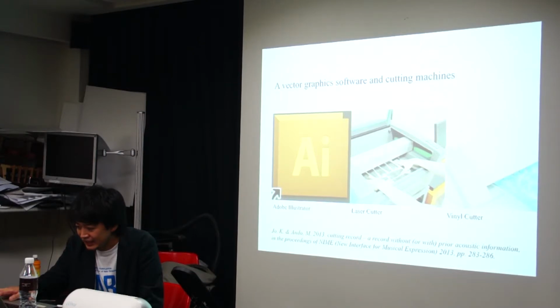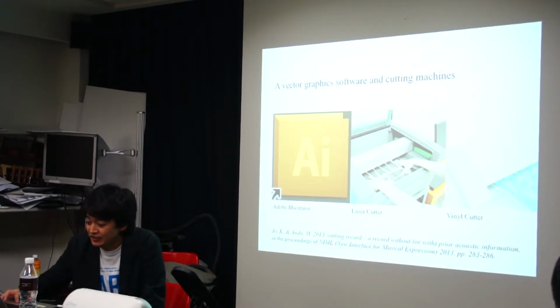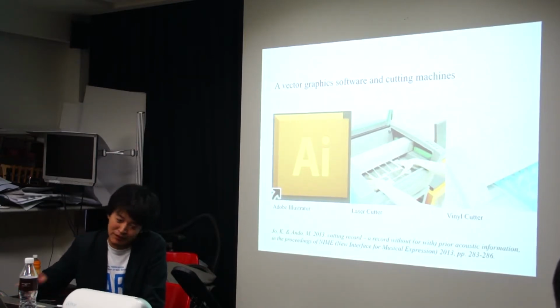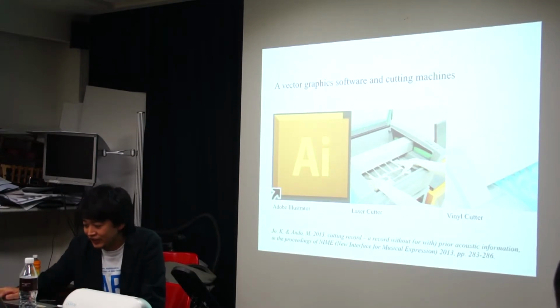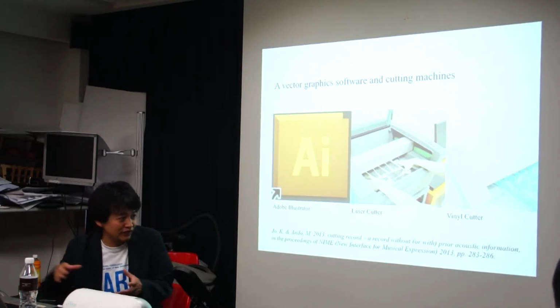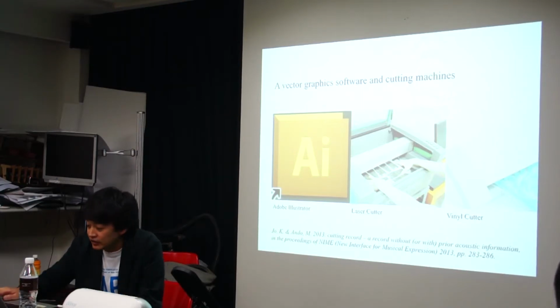And in our work, we basically use vector graphic software and cutting machines. Cutting machines means a laser cutter or vinyl cutter. The laser cutter is relatively expensive, maybe 100 times more expensive compared with the vinyl cutter. But I'm not sure if you already have one. Yeah, it's like so.